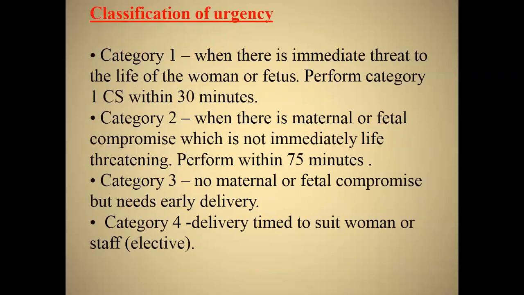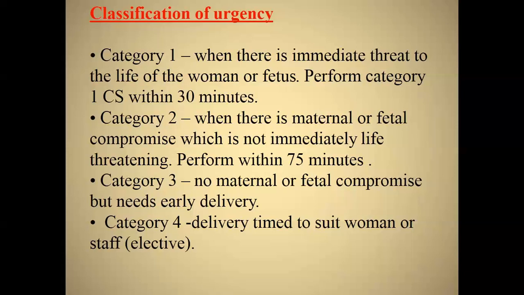The classification of the urgency: we have category 1, when there is immediate threat to the life of the woman or fetus. Perform category 1 cesarean section within 30 minutes. For example, if you have severe abruptio placentae, severe shock, you have to resuscitate her rapidly and deliver her; you have to take action within 30 minutes.